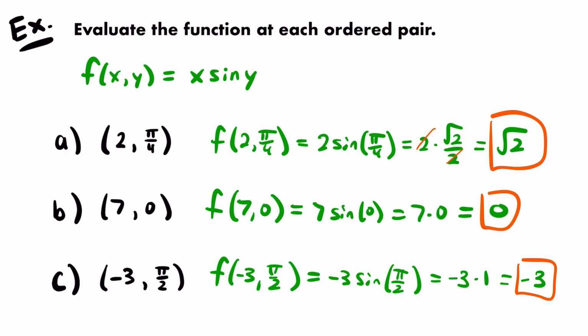And so that's it. We are now done. We have evaluated this function at each of these ordered pairs. It's really no different than plugging values into a single variable function. It's just that instead of plugging in a single value for x, we now also have a y value to plug in as well. Let's take a look at another example.